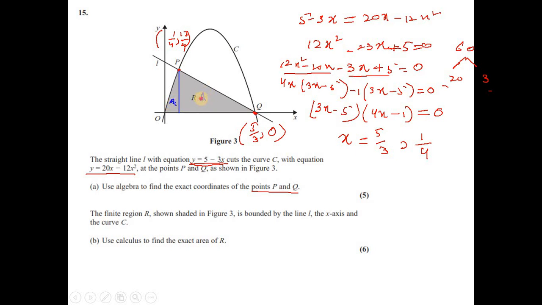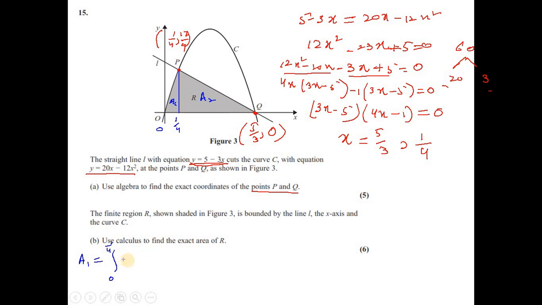So we can figure out A1, which is this, and A2, which is this. A1 is the area under the curve between 0 and 1 by 4, and A2 is the area of that triangle, which is quite easy to find. So first we find the area of the curve, A1. A1 is the area under the curve, from 0 to 1 by 4.